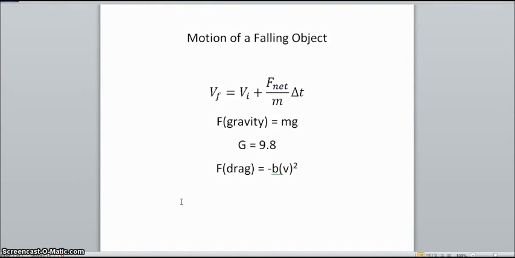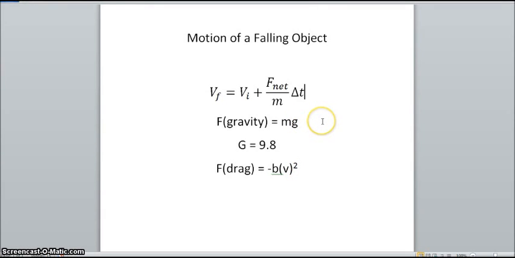I'll start by exploring the physics concepts that govern the motion of a falling object. As in the case of constant velocity motion, the motion of a falling object also is governed by Newton's second law, where the final velocity equals the initial velocity plus the net force over the mass times the change in time. But unlike constant velocity, the net force in this case isn't equal to zero. The two forces acting on this object that give this non-zero net force are the force of gravity and the force of drag, which we will use in our model.